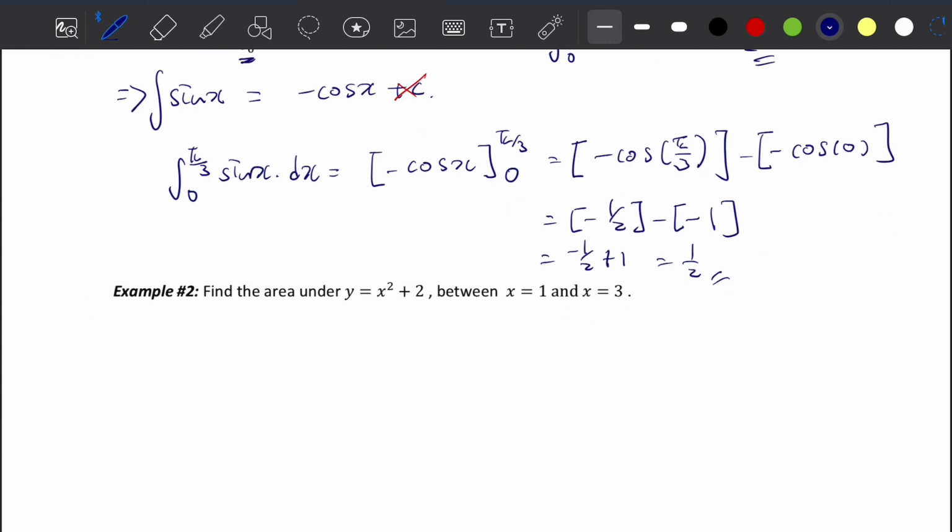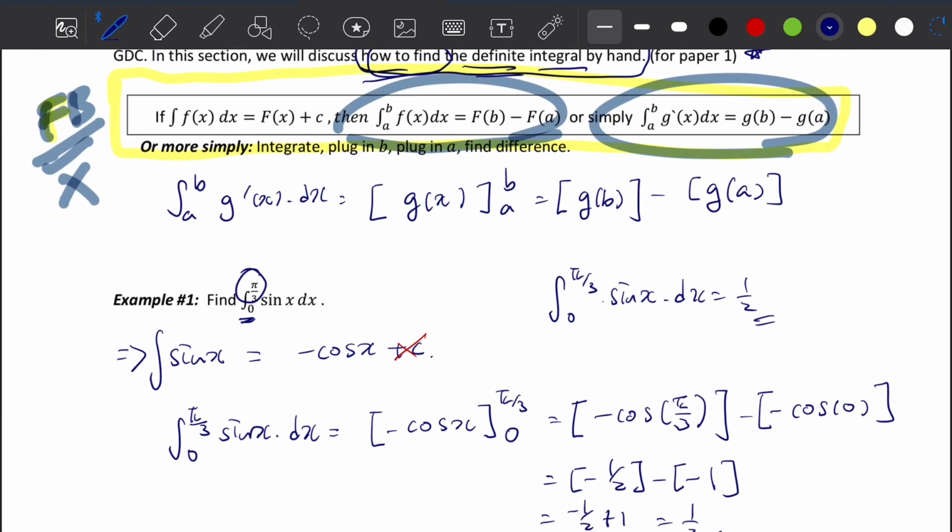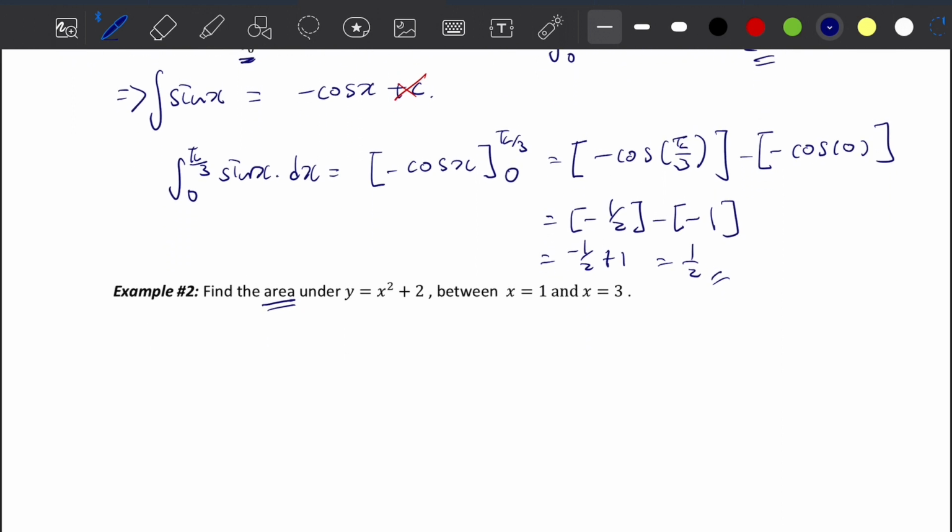Then let's look at example number 2. We need to find the area under y equals x squared plus 2 between x equals 1 and x equals 3. We are not sure what the graph looks like. However, we already know that the range is from 1 to 3, so we're going to use this formula right away. The x value is from 1 to 3, and we have the function x squared plus 2, and we need to integrate this.